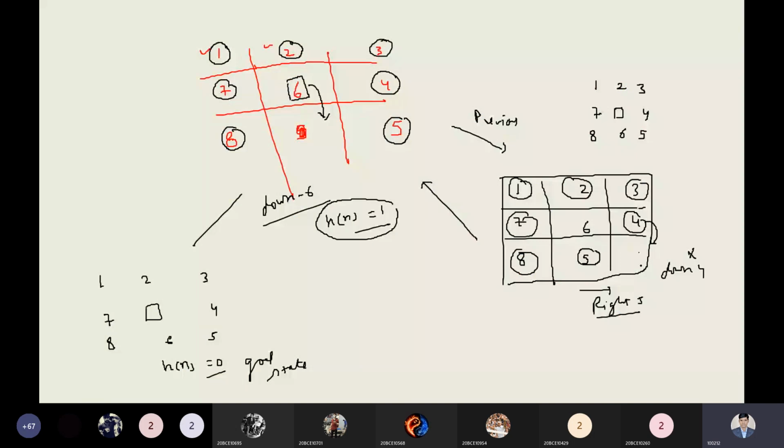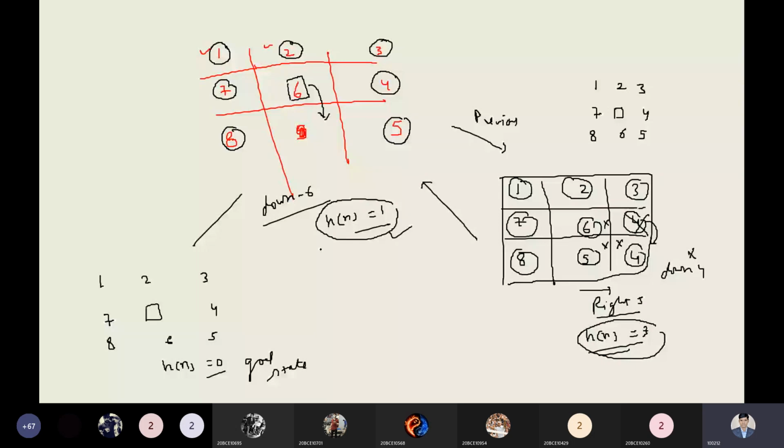There's a 4, so I'm just downing 4 here, not here. So 6, 5 and 4, these are the 3 tiles which are not in the right position. So how many shiftings are required? Here hn would be 3. So from this point I'm getting hn equal to 3 and hn equal to 1. Which is the minimum? This one, so I'm choosing this one to continue my problem.